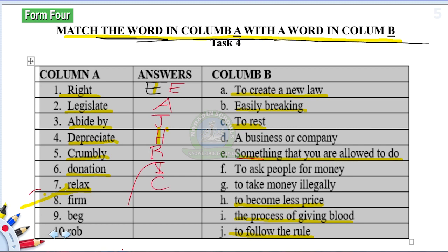What about the word firm? Firm means a business or company. This is my firm. My firm builds or constructs houses. D.